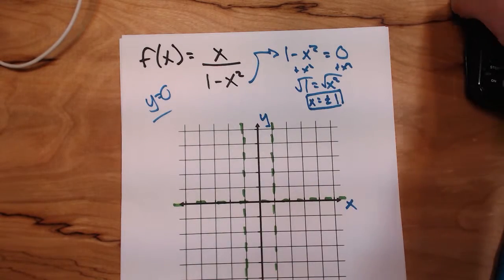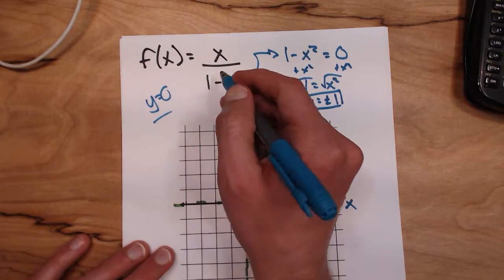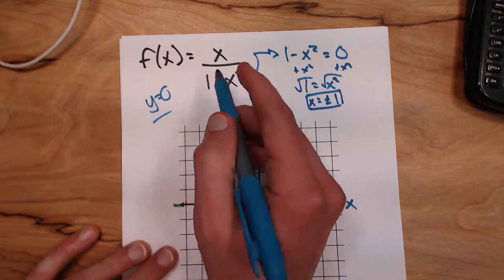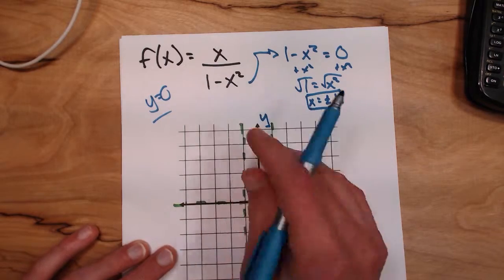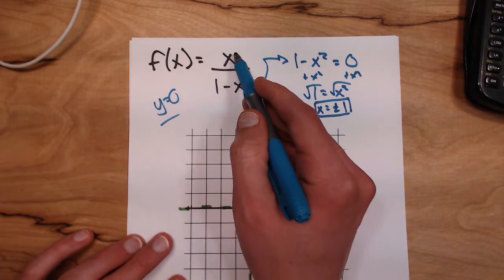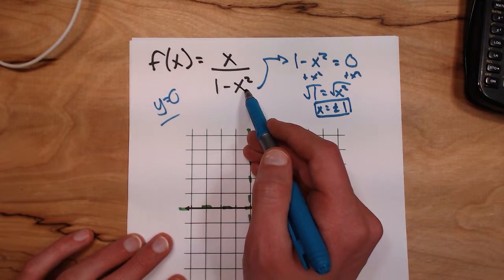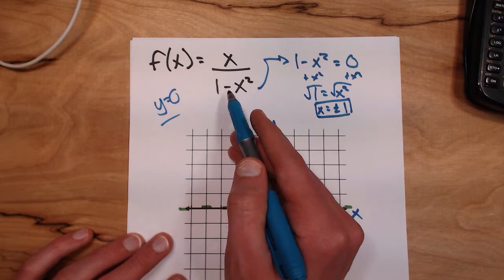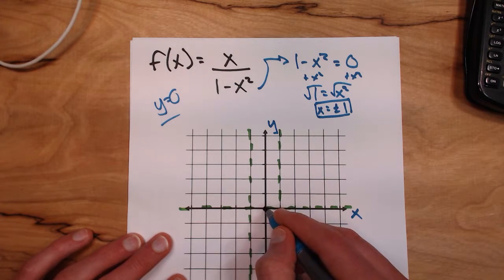If you don't have a calculator, or can't use one, one thing to start out with is you can find the y-intercept. So if I plug in 0 for x, I can kind of do this in my head. 0 over 1 minus 0 should be 0 over 1, which is 0. So this must go through the origin.